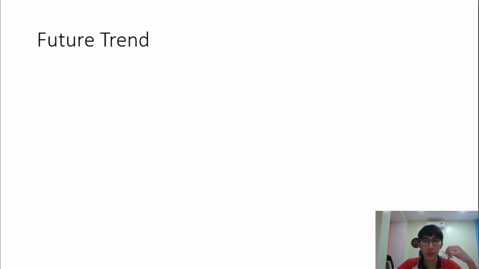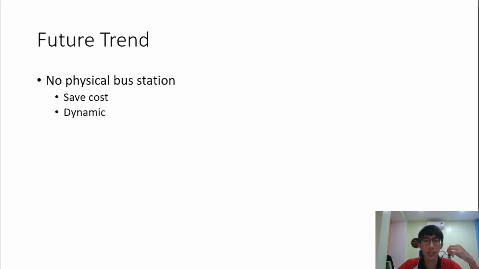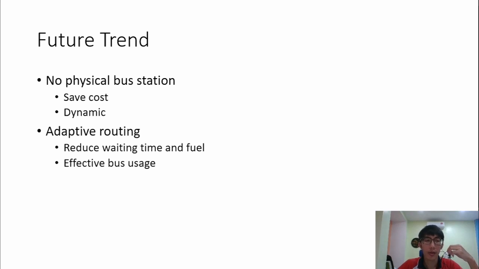In the future, we may not have physical bus stations. Virtual bus stations can be allocated and scaled based on passenger demand. Buses may also implement adaptive routing, where bus routes are determined by the passenger demand as well. More buses will go to the bus station with more people and vice versa.